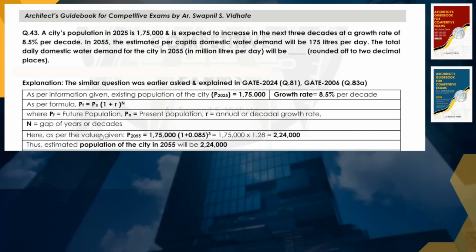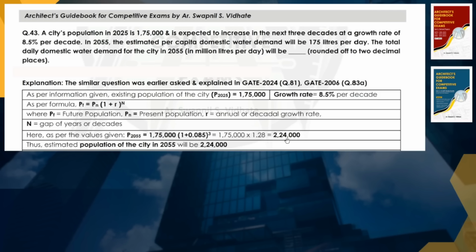So, as per the values given, we need to find out the future population of 2055. So, P 2055 will be 1,75,000 multiplied by bracket 1 plus what is the decadal growth rate? They have mentioned 8.5%. So, 8.5 divided by 100, it will be 0.085, bracket raised to 3. Now, why 3? There is a gap of 3 decades between 2025 to 2055, right? So, by solving this equation, we'll get the value of future population of 2055.